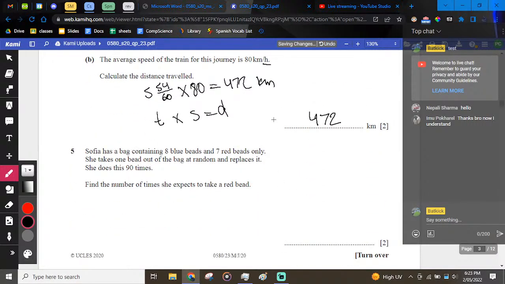Sophia has a bag containing 4 blue beads and only 7 red beads, takes one and replaces it. Remember this. 90 times red bead. So it's 7 out of 8 plus 7, which is 7 out of 15. That's the probability, and expected. Since he replaces it, that doesn't change. So 7 out of 15 times 90. You expect it 42 times.